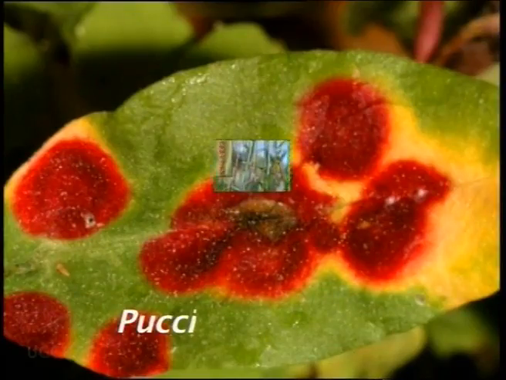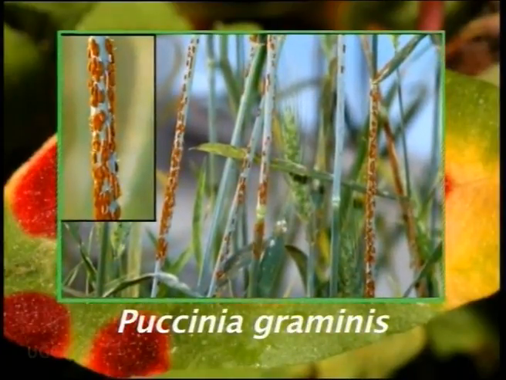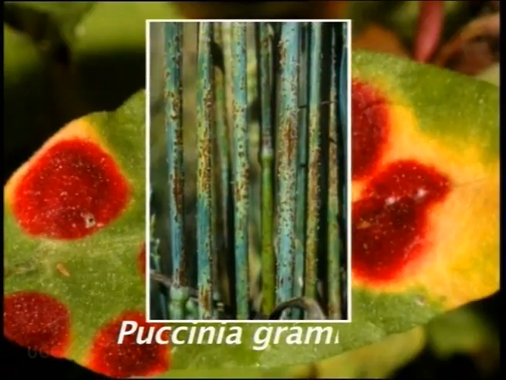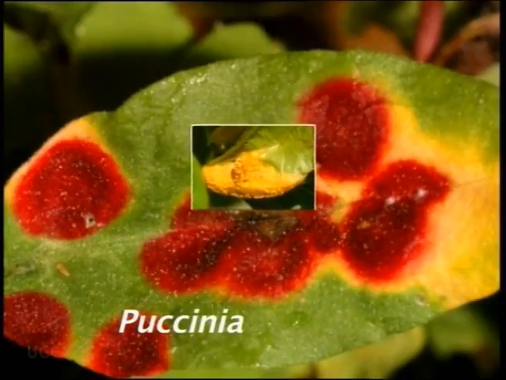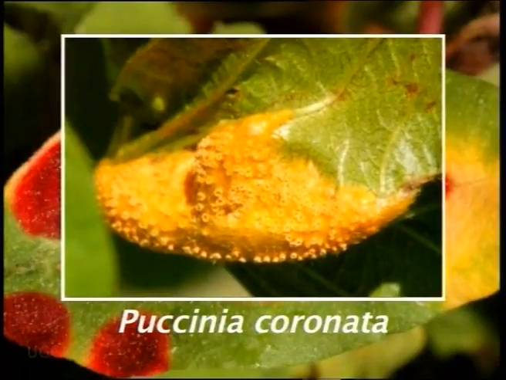The economically important species belonging to this genus include Puccinia graminis, the most important of all rust fungi, which causes black stem rust of wheat. It occurs as an obligate parasite on a variety of hosts where it causes rust disease. Puccinia coronata, the cause of crown rust disease of oats.